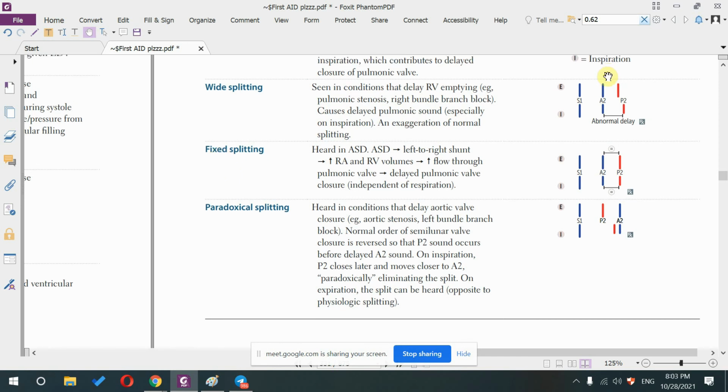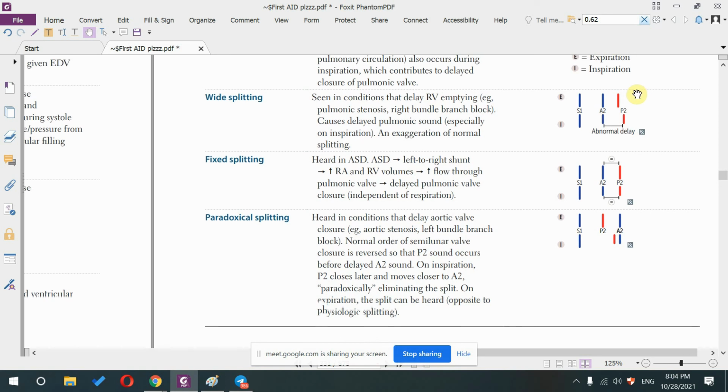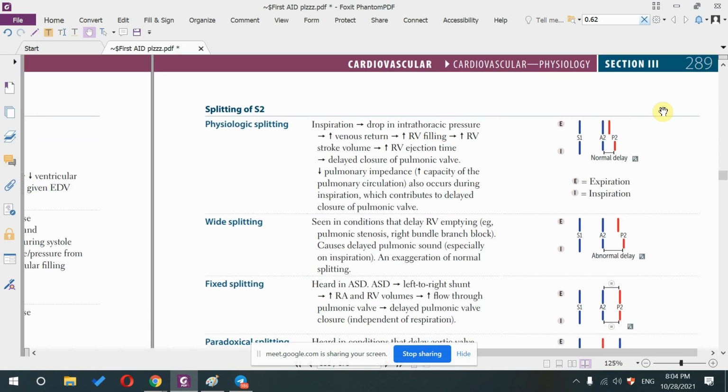So the wide splitting, it's seen in conditions that delay the right ventricular emptying. So what does it mean, wide splitting? Well, during inspiration, there is a ridiculously long period of splitting, yeah? Well, what about during expiration? Well, E is for expiration. Expiration, still there is splitting, but it becomes much worse with inspiration. Wait a second, are you telling me that there is splitting during expiration and inspiration? Yes, but it becomes even worse in inspiration. This is different from fixed splitting, in which it is constant, it's equal during inspiration and expiration.